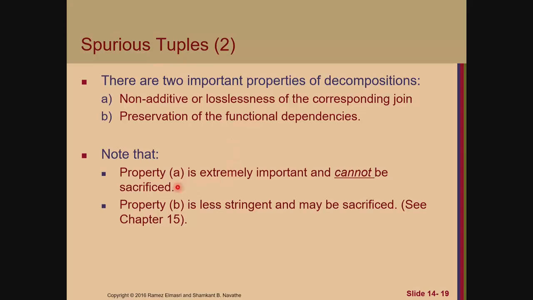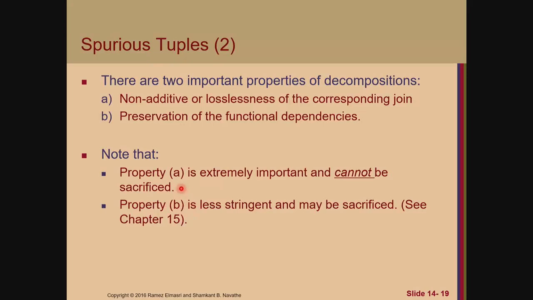Okay. Property A: non-additive or lossless join. This one is extremely important and cannot be compromised. If you have 5 rows and you separate the table and then join it back, and you get more than 5 rows, this is a very big problem because you add information from nowhere. It's funny, but it becomes a big problem in your work.